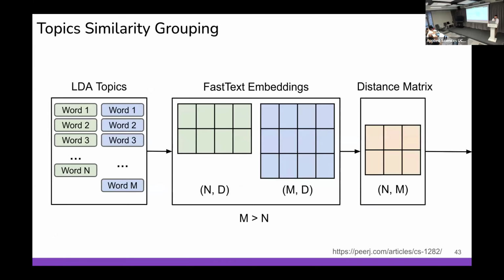After LDA, we had these words which are displaying the topics. We are applying fastText embeddings. Then we are calculating pairwise cosine similarity.